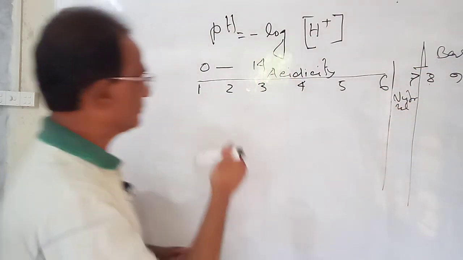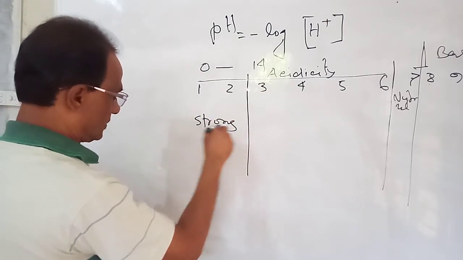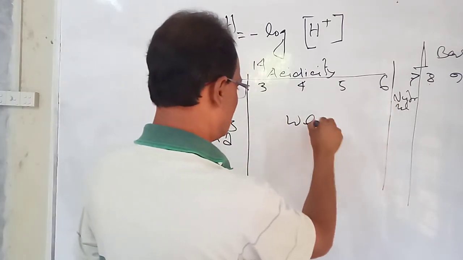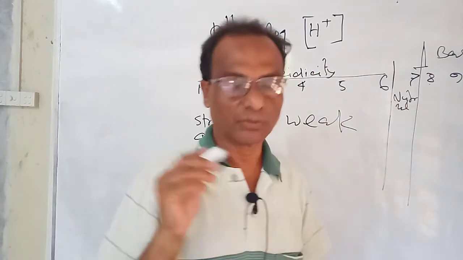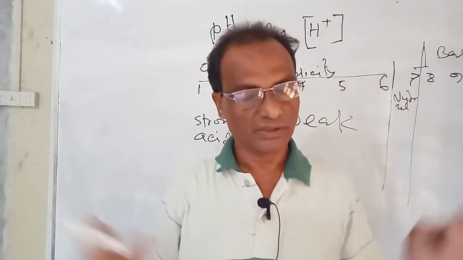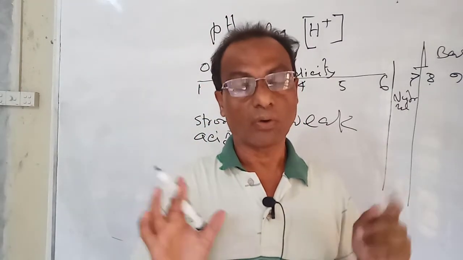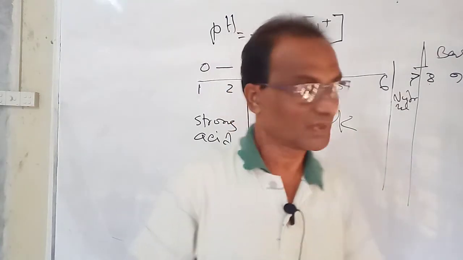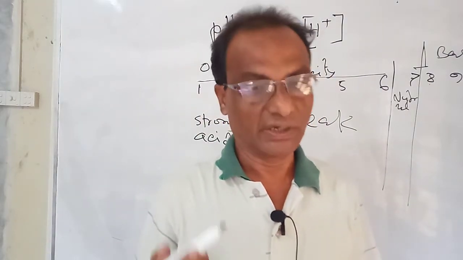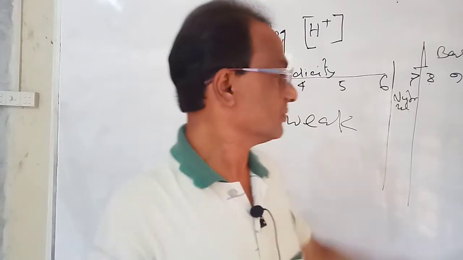So again we divide the acids. This is strong acid, and these are weak acid. Strong acids are hydrochloric acid, nitric acid, sulfuric acid. Weak acids are phosphoric acid, carbonic acid, and all organic acids. We can also define neutral salt. Sodium chloride is a neutral salt. It is neither acid nor basic, so it is a neutral salt.